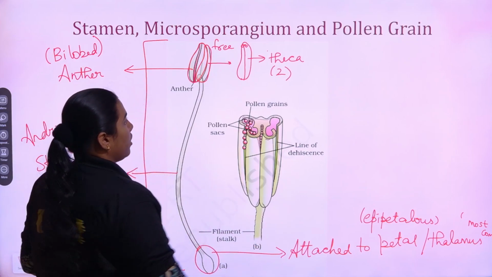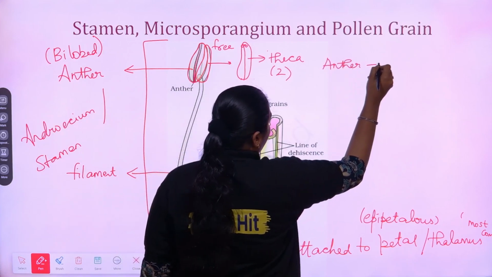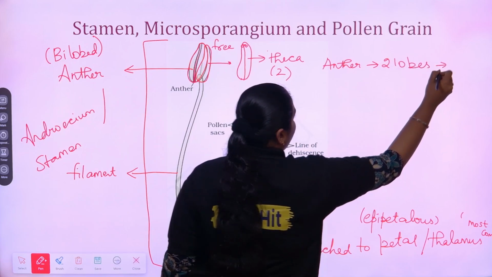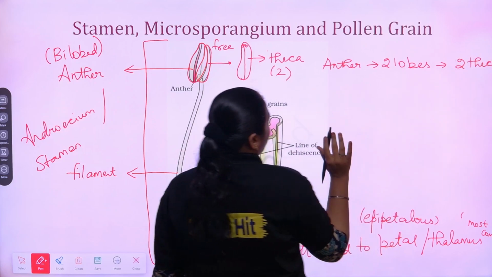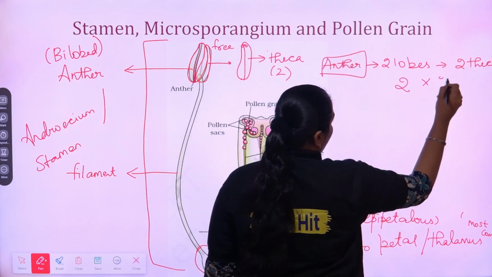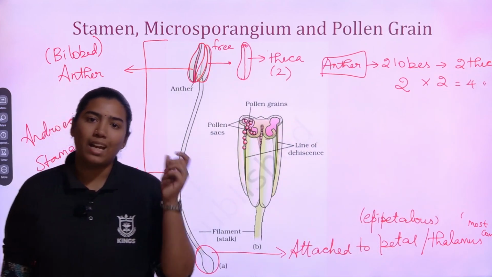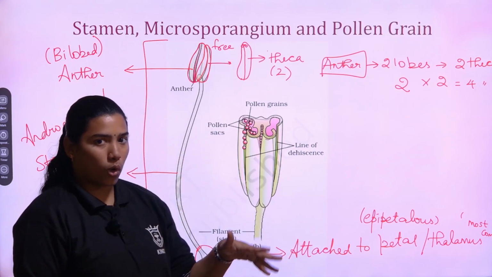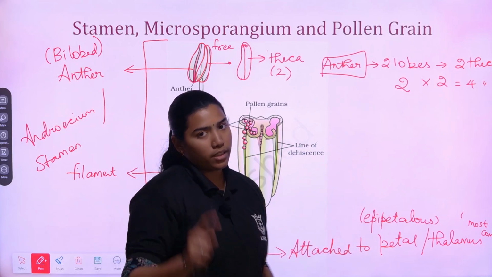Fine. So just come up with a basic math. In anther, we have two lobes, and in each lobe we have two theca. So how many lobes do we have in the entire anther? Two lobes. How many theca? 2 into 2, 4 theca. Just remember, an anther has two lobes and 4 theca overall. And if they ask theca per lobe, it is 2.